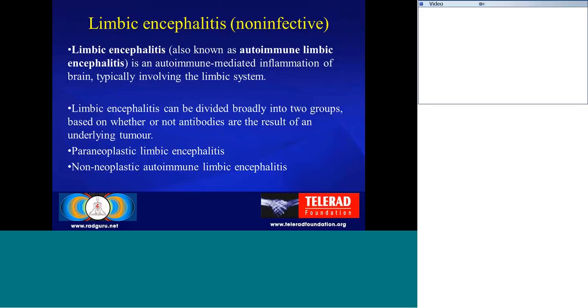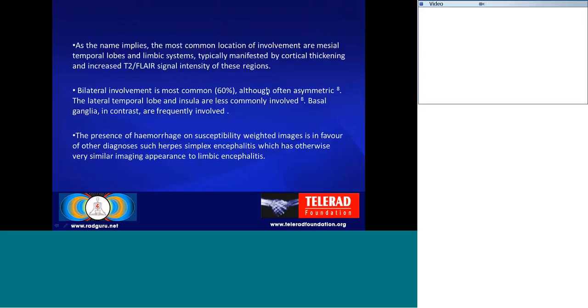Now, all the infective encephalitis we have discussed are caused by viruses and other organisms. There is one encephalitis which is a non-infective condition, called limbic encephalitis, which is not due to infection. Limbic encephalitis, also known as autoimmune limbic encephalitis, is due to autoimmune mediated inflammation of the brain, typically involving the limbic system. So the mesial temporal lobes are involved, and limbic encephalitis is broadly divided into two types: paraneoplastic limbic encephalitis, and non-neoplastic autoimmune limbic encephalitis.